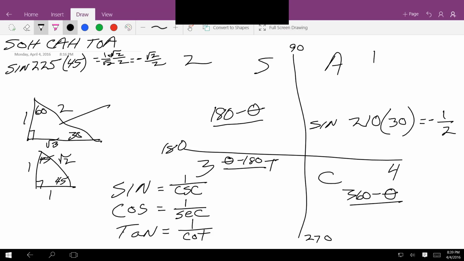If it was tangent, it would be plus. But anything other than tangent or the reciprocal is minus. That's what these letters mean. A means all of them are positive in the first quadrant. Second quadrant, only sine. Third quadrant, only tangent. Fourth quadrant, only cosine.